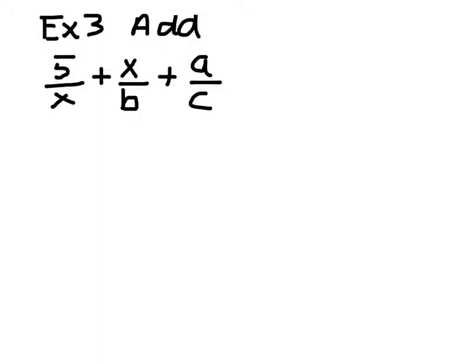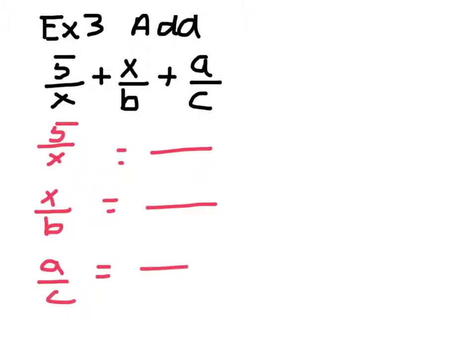All right, I'm going to go through this one a little faster. So I'm going to find a common denominator. I have 5 over x, x over b, and a over c. Okay, what is my common denominator for x, b, and c? Well, the least common multiple, or when I multiply x, b, and c together, I just get simply xbc. So xbc is my common denominator.